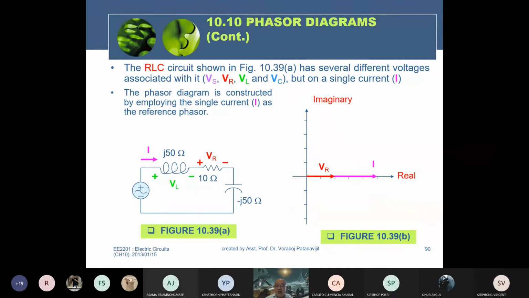For VL, 5 multiplied with 50 is here. Even though the magnitude may be longer than VR, the direction is multiplied by j, which is 90 degrees. The result is that the voltage across the inductor is an imaginary number. And the voltage across C is similar: VC equals I times ZC, where ZC equals 1 divided by j omega C. This is the voltage here.